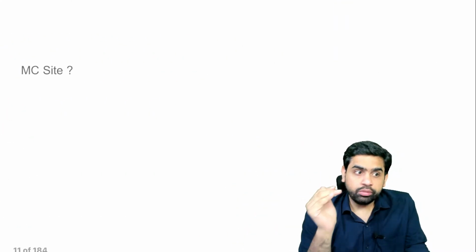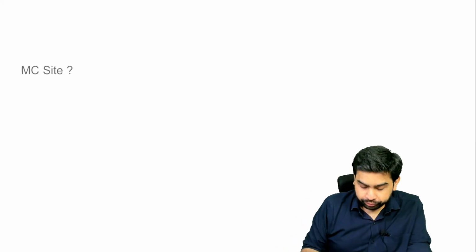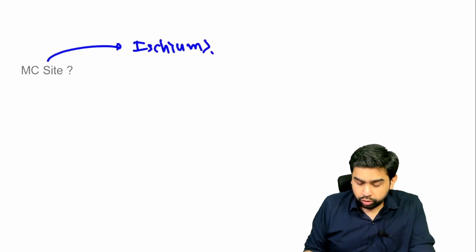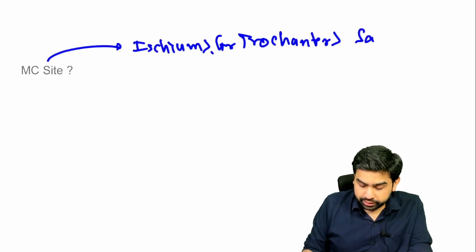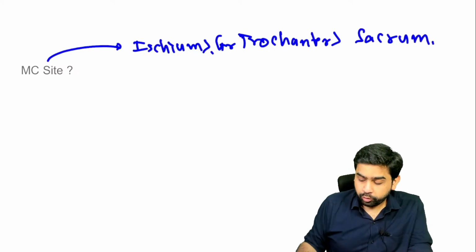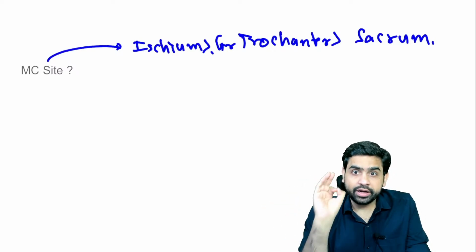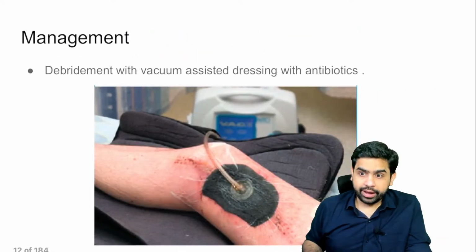Now, what is the most common site of a bed sore? Can you please help me with this? Please don't mark it as sacrum. The most common site of the bed sore is the ischium. This is followed by the greater trochanter, and then followed by the sacrum. Do you understand my point? So the most common site of a bed sore is the ischium. It is not the greater trochanter, and it's not the sacrum. Okay, I hope you have understood this point.